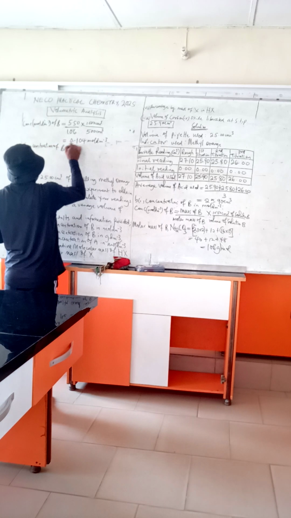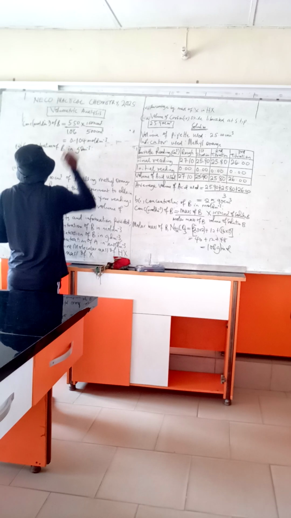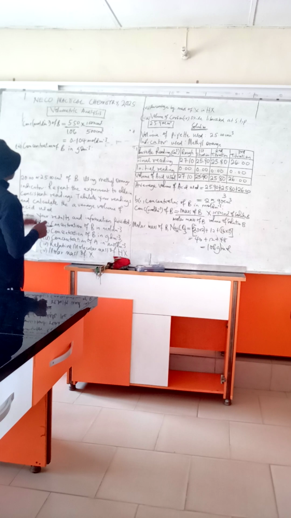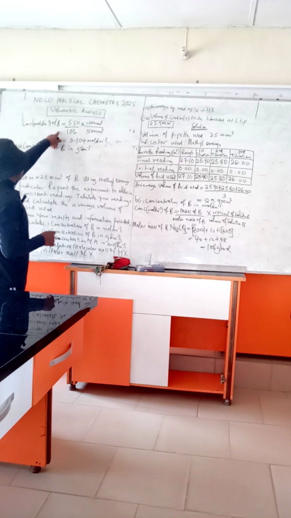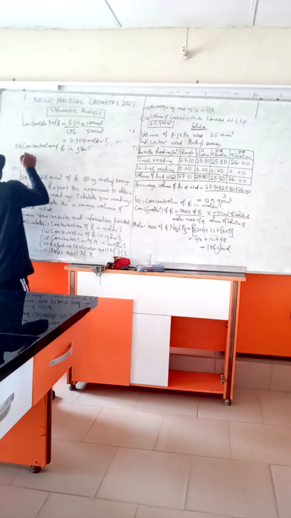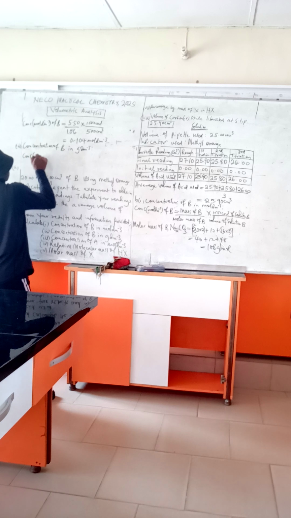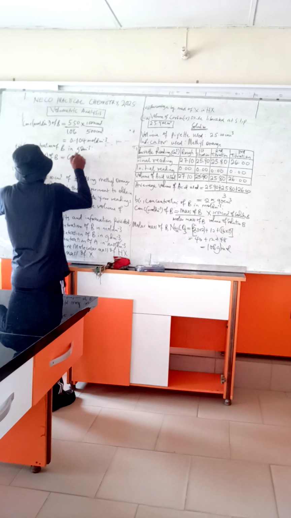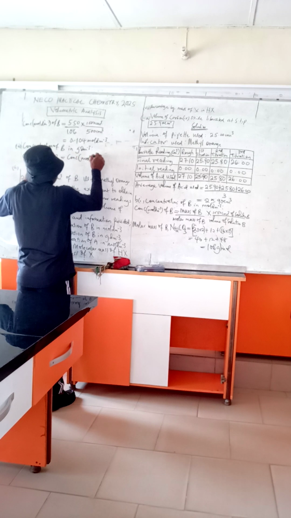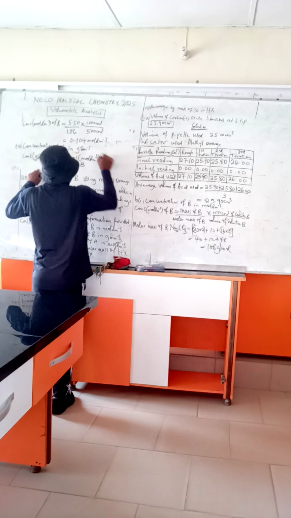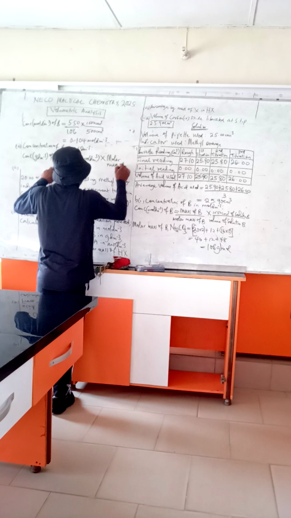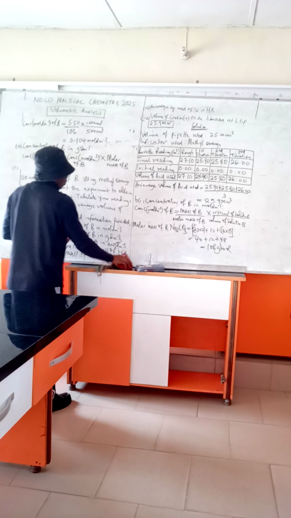Concentration of B in gram per dm³. Since we now know the concentration of B in mole per dm³ and we know the molar mass, we could calculate the concentration in gram per dm³ of B with the relationship: concentration in mole per dm³ of B multiplied by the molar mass of B.